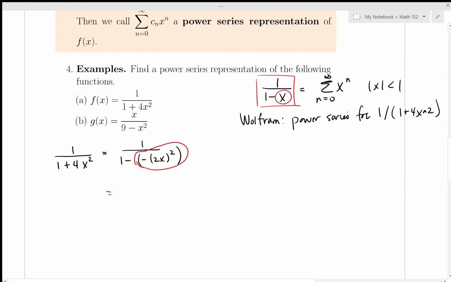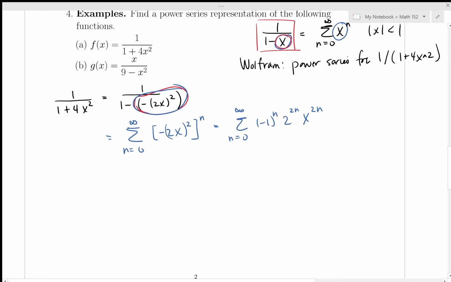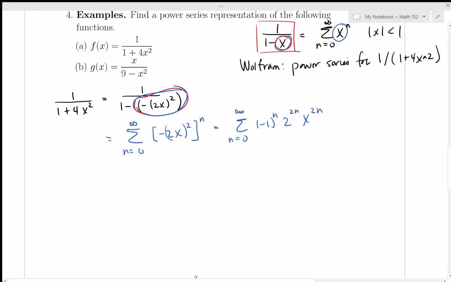So I'm going to claim then that this thing here is going to be equal to the sum of n equals 0 to infinity. And for this x here, I see that that matches with this x here, so I'm going to match that with this here, and I get minus 2x squared to the n, and then I do a little bit of algebra here, and I get minus 1 to the n, 2 to the 2n, x to the 2n. Okay, so now I have a power series representation for this function.